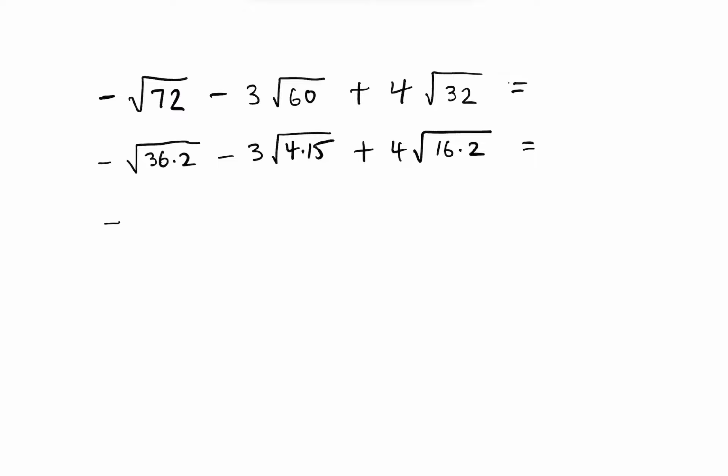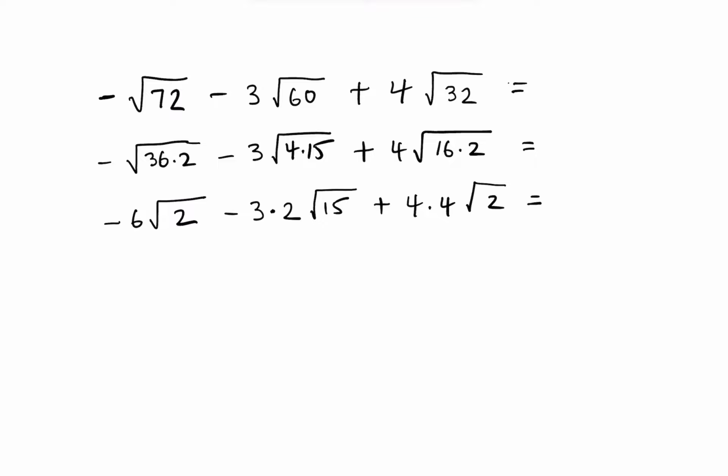The square root of 36 here is 6, so we're going to pull that out and leave the 2 underneath the radical sign. Minus 3 times, we have a perfect square here of 4, so square root of 4 is 2, so we're going to pull that out, and we're left with square root of 15. And then 4 times, we have a perfect square of 16, so the square root of that is 4, so that comes out as 4, and we're left with square root of 2.